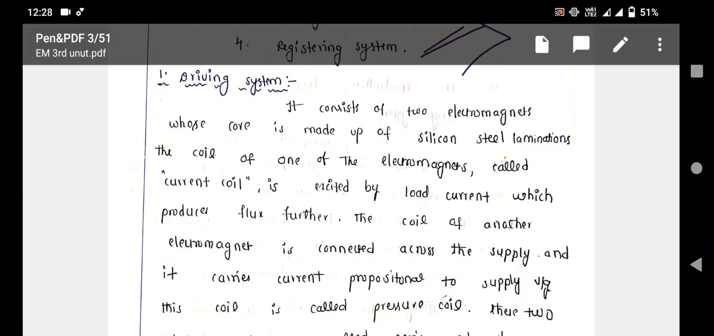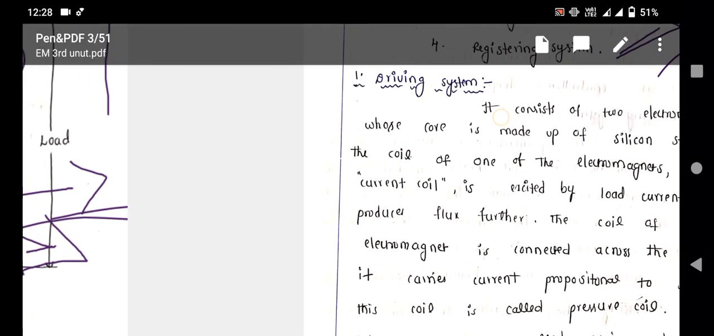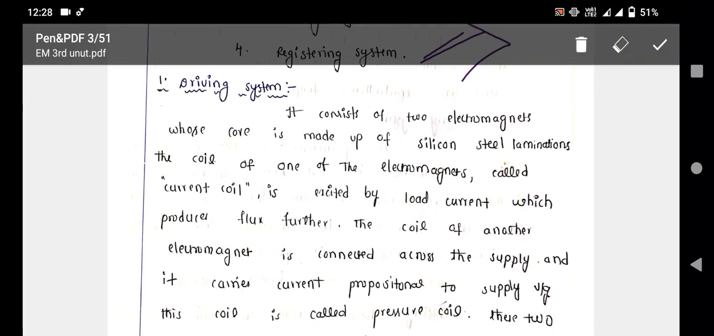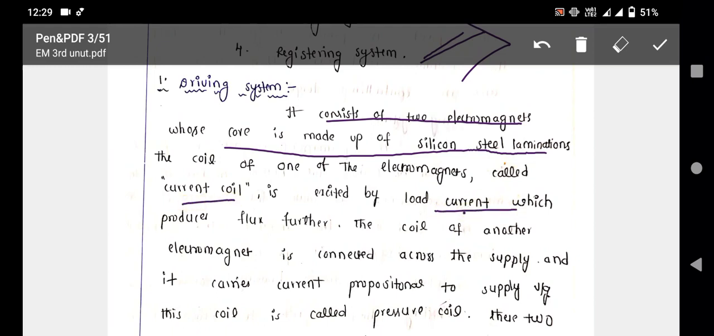Now the same theory we can see here. Driving system. The driving system consists of two electromagnets made up of silicon steel laminations. One electromagnet is excited by the load current, hence it is known as the current coil or series magnet. The coil of the other electromagnet is connected across the supply, hence it is known as the potential coil. It is also known as the pressure coil in case of an energy meter.